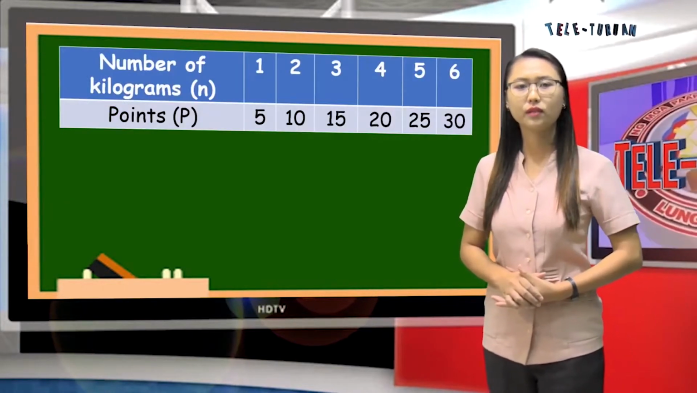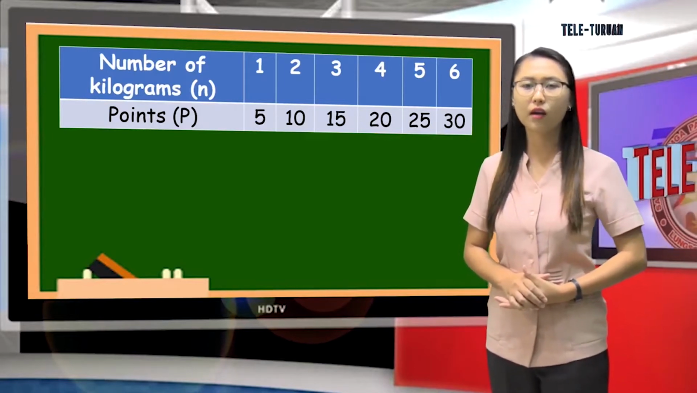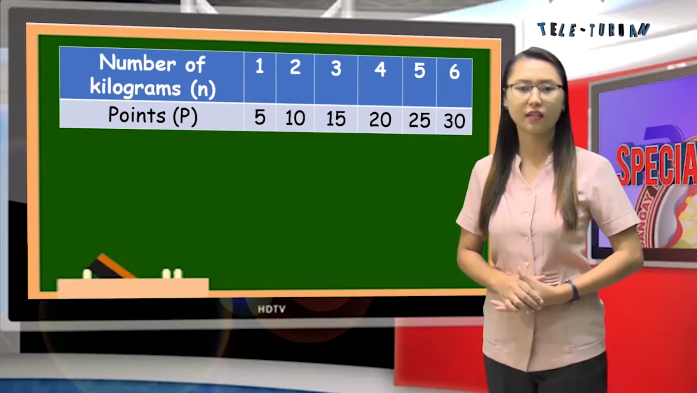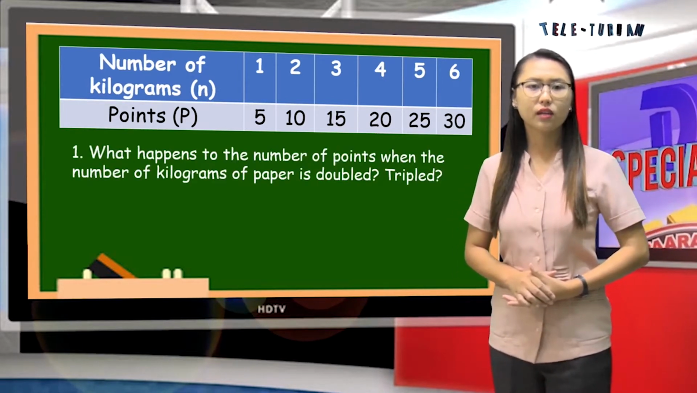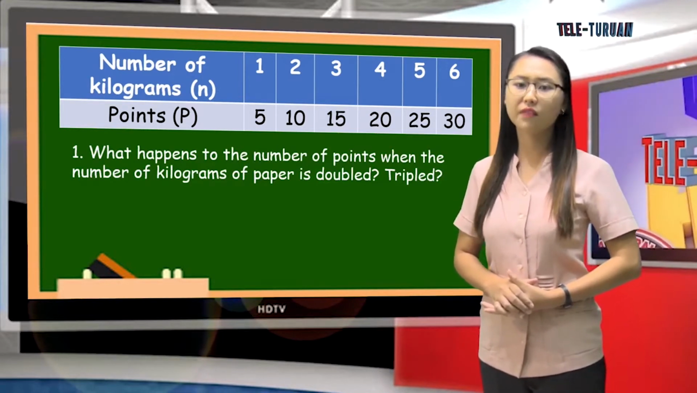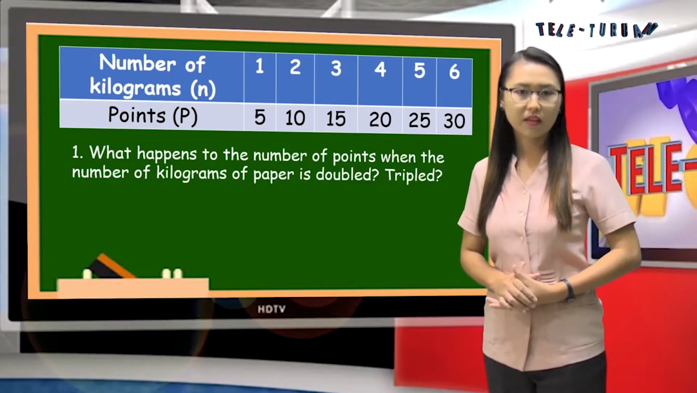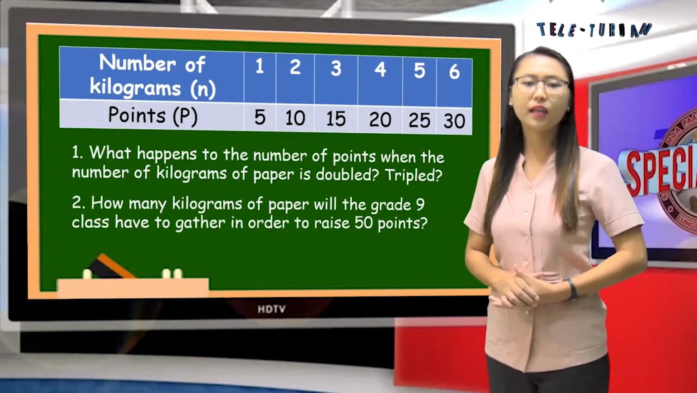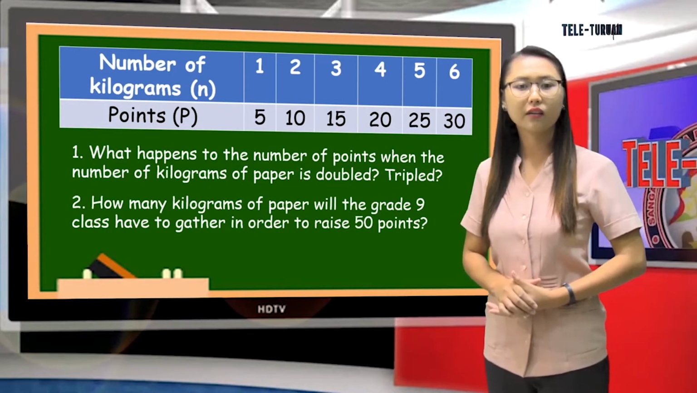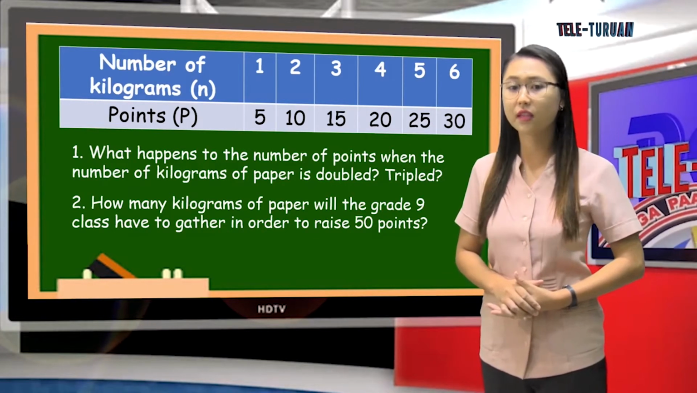This table shows the points earned by the grade 9 class for every number of kilograms of waste paper collected. By looking at this table, what happens to the number of points when the number of kilograms of paper is doubled? How about if the number of kilograms of paper is tripled? And how many kilograms of paper will the grade 9 class have to gather in order to raise 50 points?